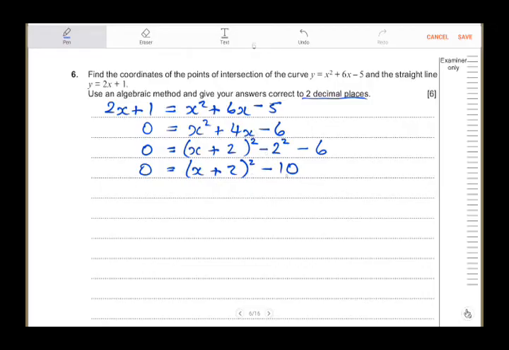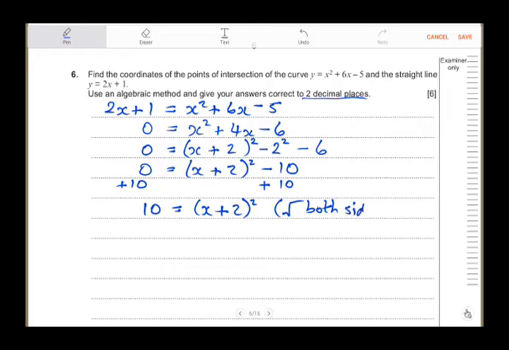Okay, now to solve this equation, after we've completed the square, which we have now done, you simply eliminate everything on this side until you're left with x. So I'll get rid of the minus 10 first by adding 10 to both sides. So then I have 10 equals (x plus 2) all squared. I then need to get rid of the squared. And to do that, I'm going to square root both sides.